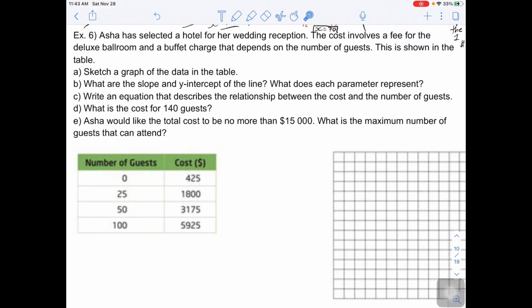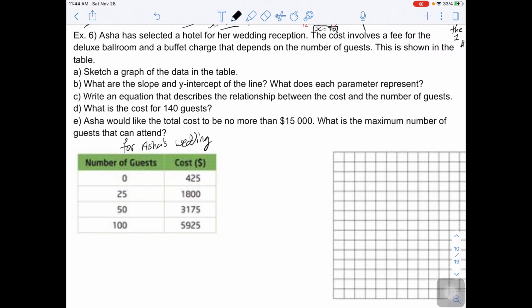Okay, so again, let's first analyze everything going on here. We have number of guests, and this is for Asha's wedding. It looks like every guest we bring adds to the cost, because of course you have to pay for these people and the buffet. Recognize that when you're not bringing any guests, it's still costing you $425.